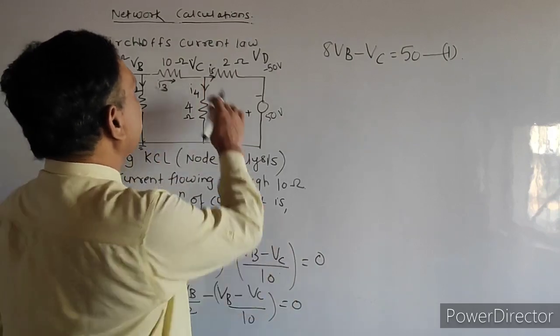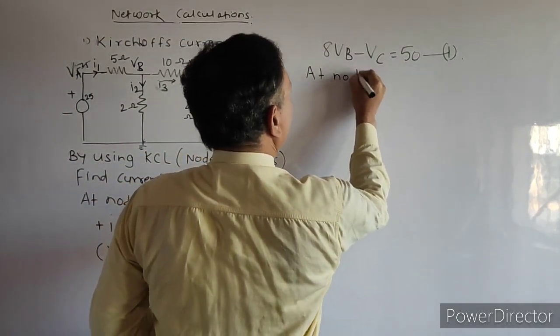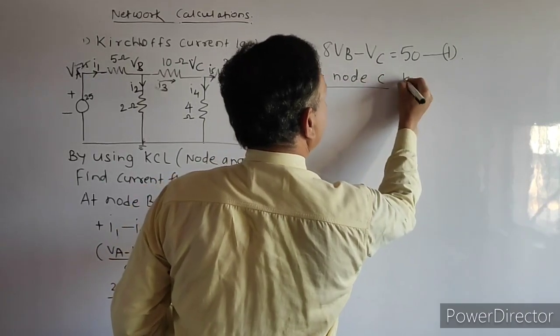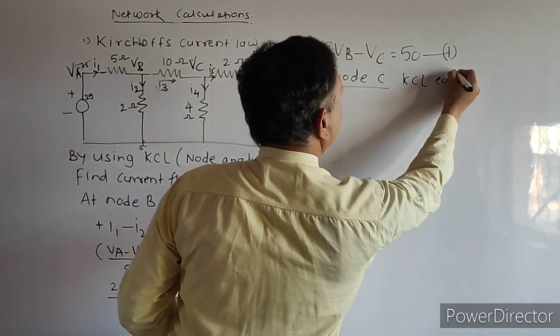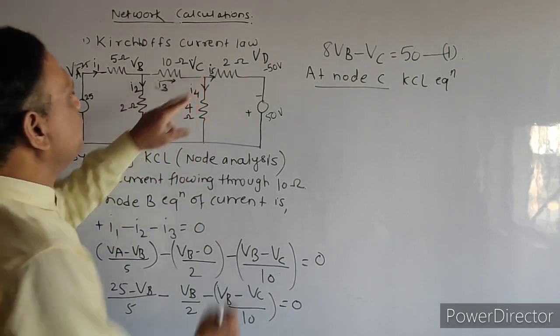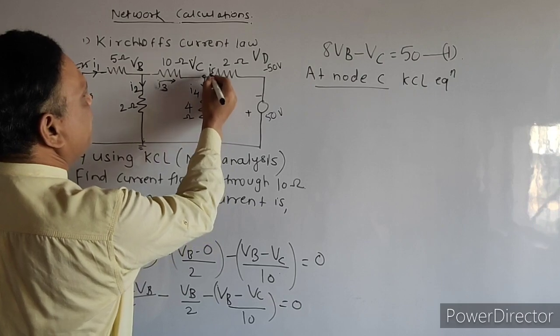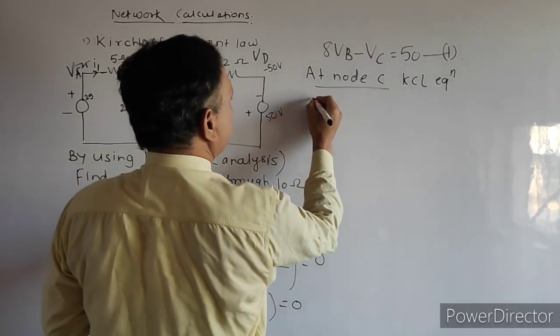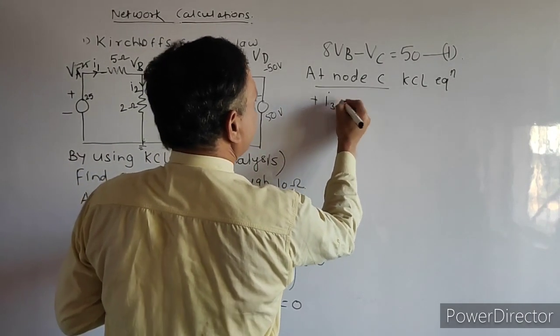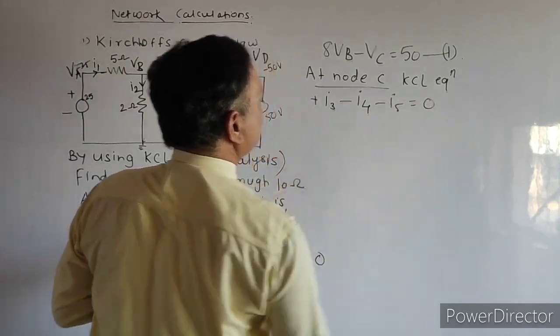Now let us consider this is node C. So at node C, we will write the KCL equation. This is the C point where I3 is coming, I4 is leaving and I5 is also leaving. So plus I3 minus I4 minus I5 is equal to 0.